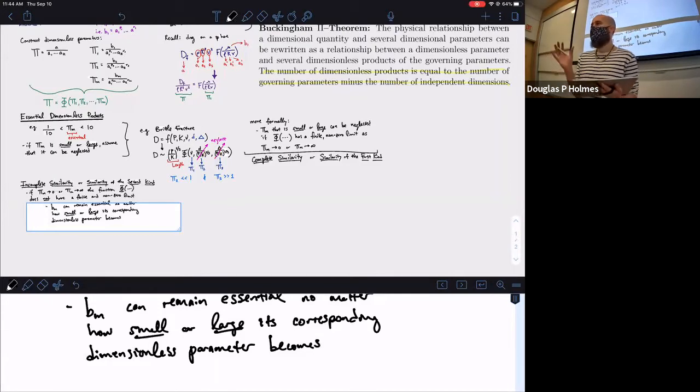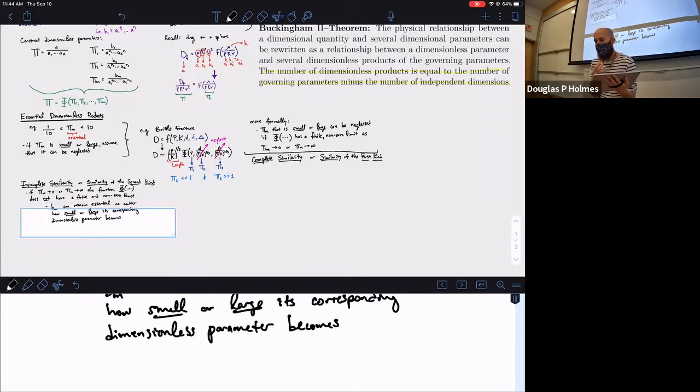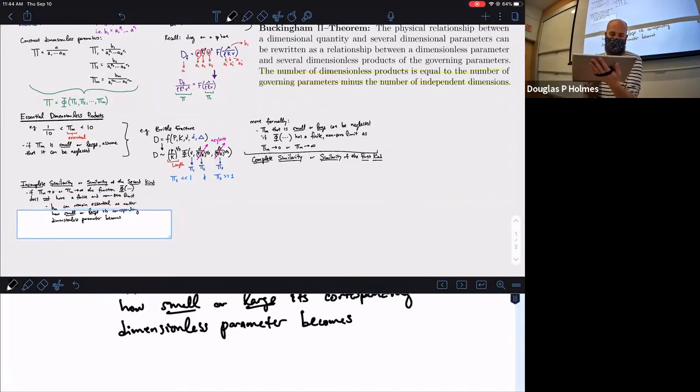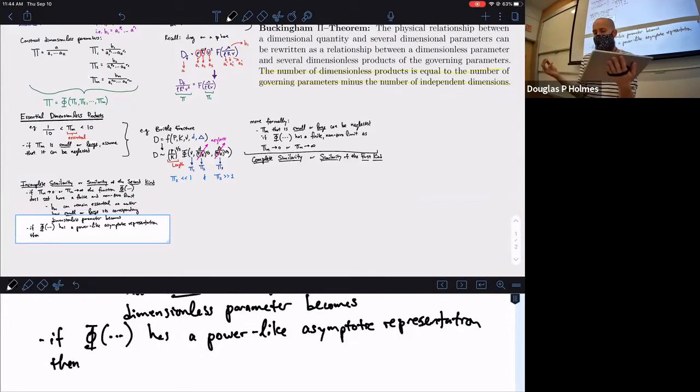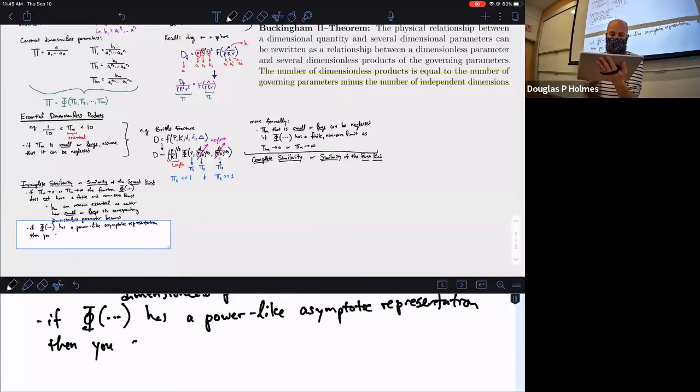There's still some things you can do in this case in which you have a parameter that can't be discarded. So what can you do? Well, there is one thing you can do, which is if your unknown function has a power law asymptotic representation, then you can rewrite your function in a new way that accounts for the parameter that you'd like to discard but you can't.